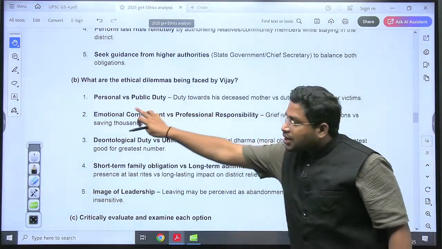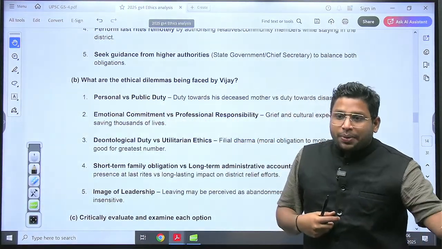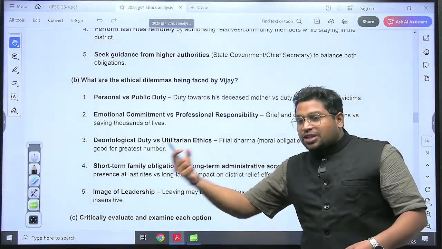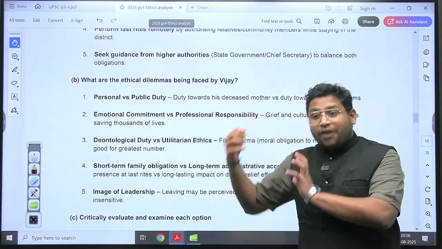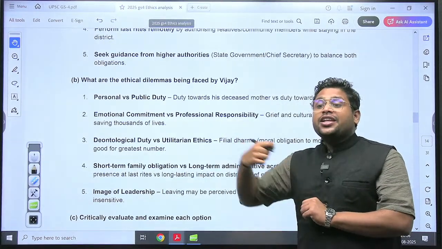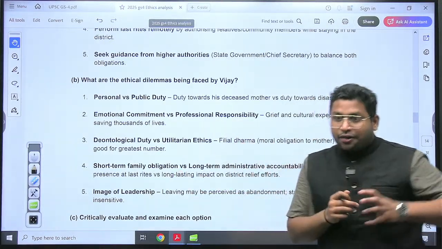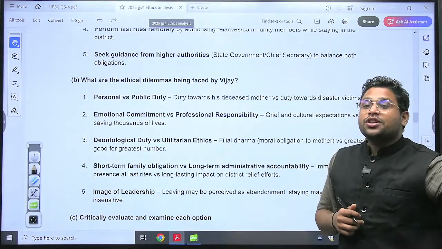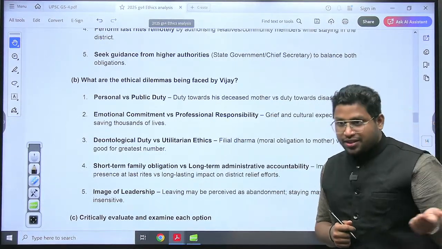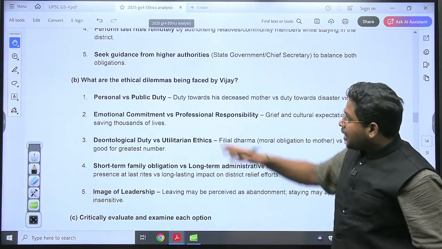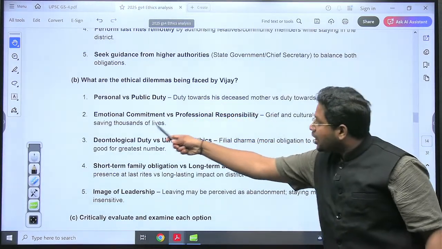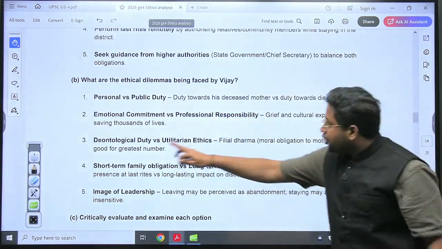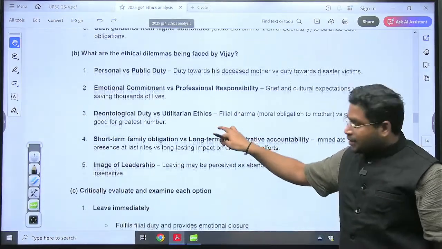So first thing, personal part and the duty part. He has emotional attachment, emotional part comes into picture. Family is also very important. Familial responsibility is also very important. And versus the dilemma comes into picture because of the duty and the responsibility towards the state as a civil servant, right? So this is the main part: emotional commitment, professional responsibility, duty and the ethics part, right?